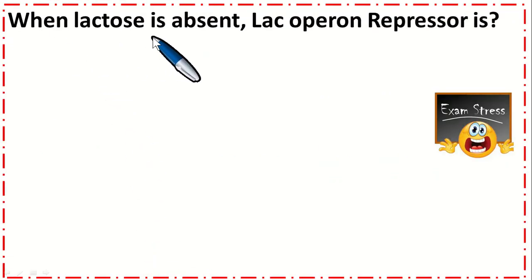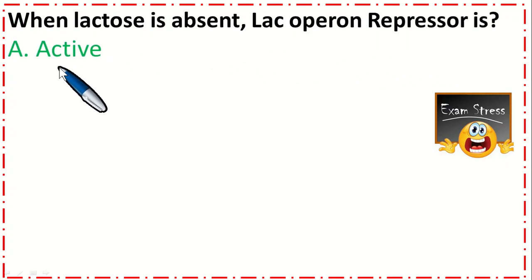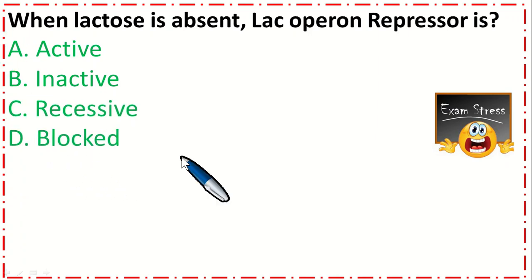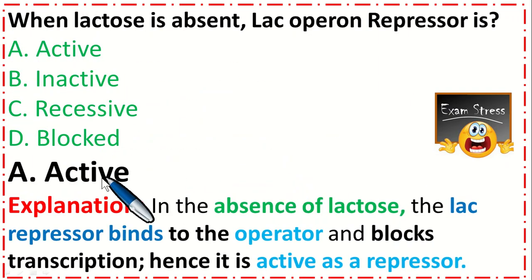When lactose is absent, lac operon repressor is option A active, B inactive, C recessive, and option D blocked. So the correct option is A active. In the absence of lactose, the lac repressor binds to the operator and blocks transcription. Hence it is an active repressor.